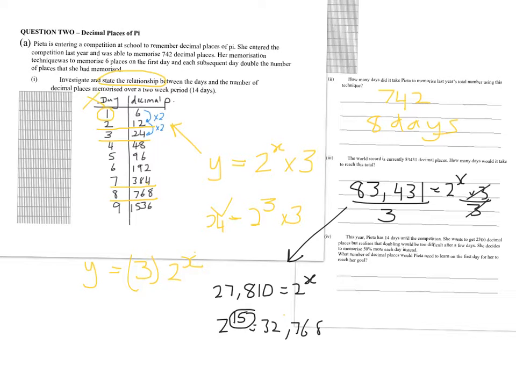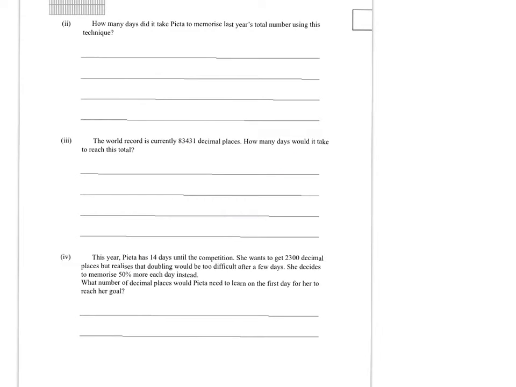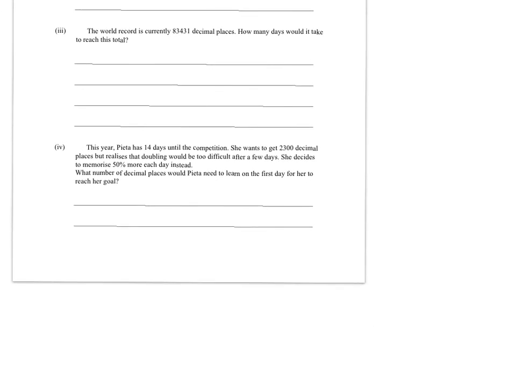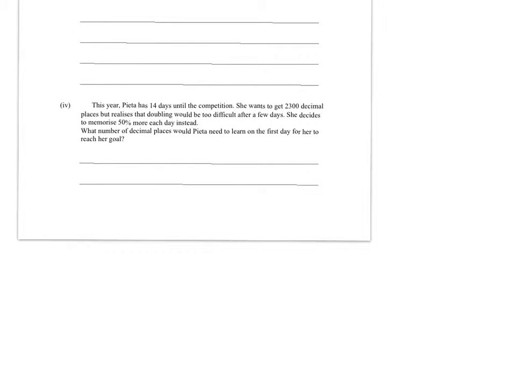Now the next one, I think I can go on to the next page. Okay, on this page, we're up to this part. She has 14 days until the competition, so our x is 14 days. She wants to get 2,300 places.